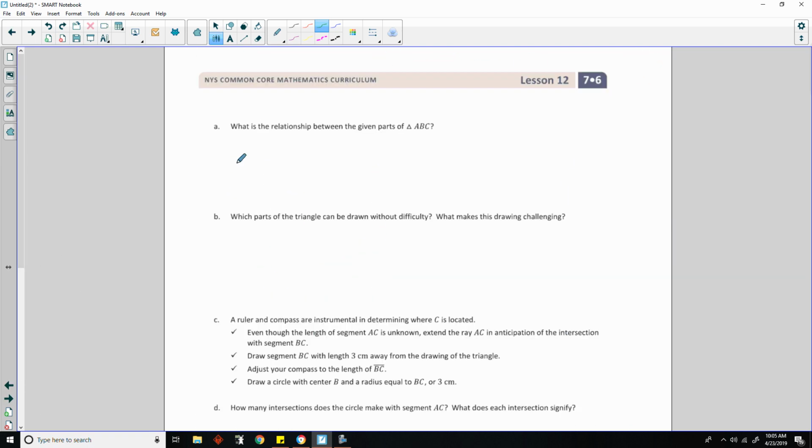Interesting. Okay, so A says, what is the relationship between the given parts of triangle ABC? Okay, well, the two sides and a non-included angle were given. They were provided. Okay, two sides and a non-included angle. B says, which part of the triangle can be drawn without difficulty? Well, what was I able to draw easily? The one side, side AB. So I'd say side AB, or the segment AB, and angle A was easy.